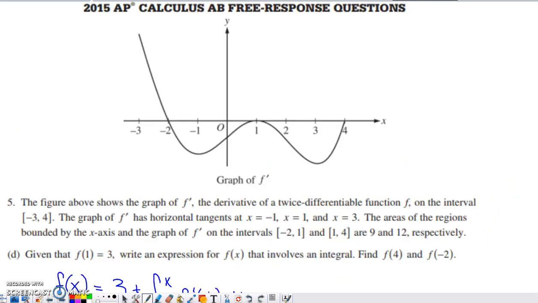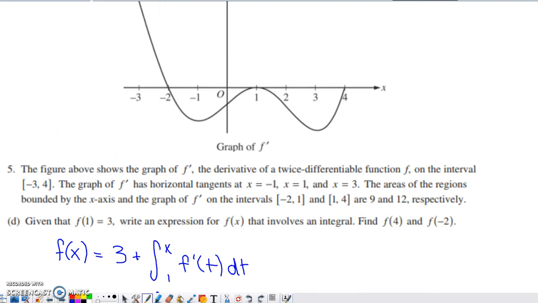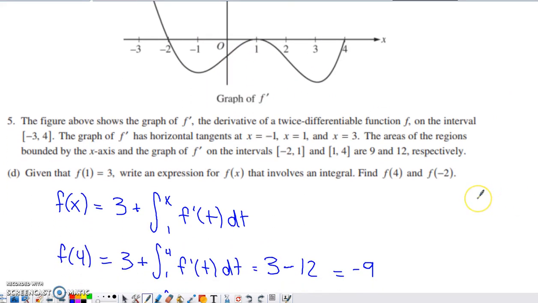Last part of this, they tell us that f of 1 is 3. They want us to write an expression for f of x. It's supposed to involve an integral, and they want us to use that to figure out f of 4 and f of negative 2. So this is the rate of change of f, right? This is the derivative of f that we have access to. You've probably done this a lot in application.